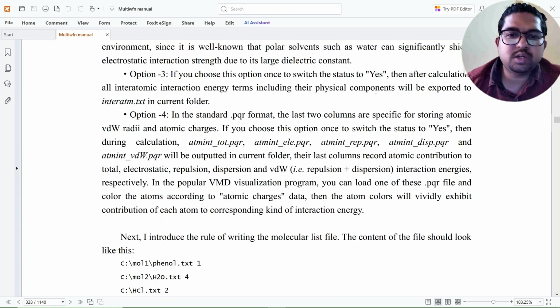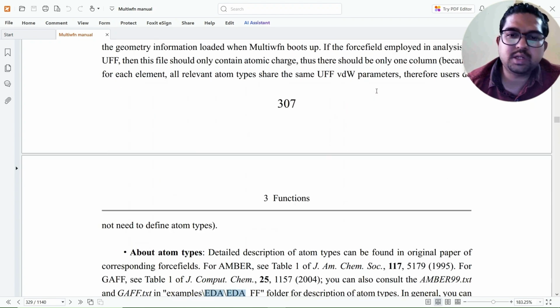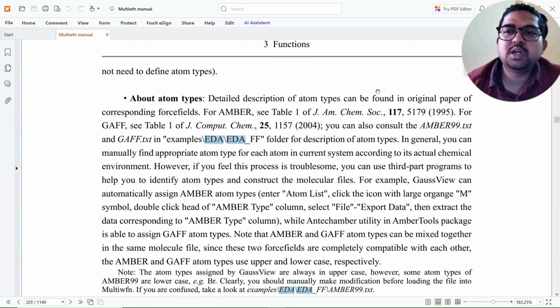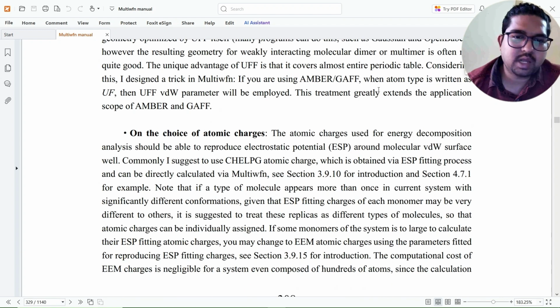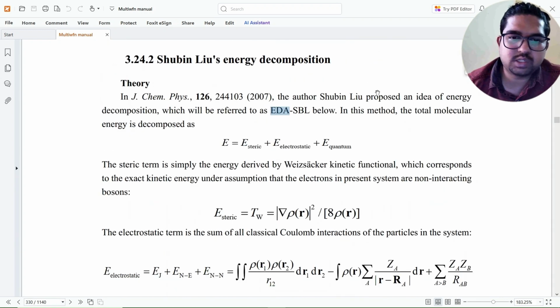But we are not interested in all these things. We are mainly interested in the calculations, the input file, the analysis of all of that, and what the use of all this is.